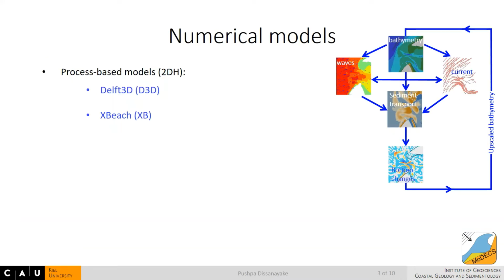We use two process-based numerical models, Delft3D and XBeach. This figure shows the main processes within a single time step. We have the initial bathymetry, boundary forcing from waves and currents, and then sediment transport is calculated, and then bottom changes are calculated, and this is added to the initial bathymetry, and so on.